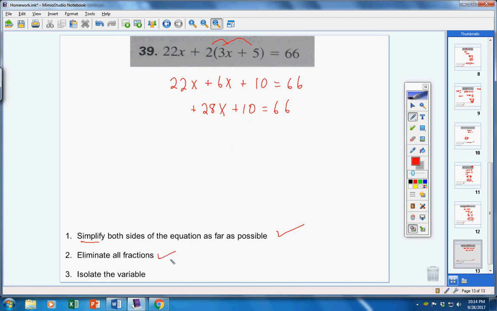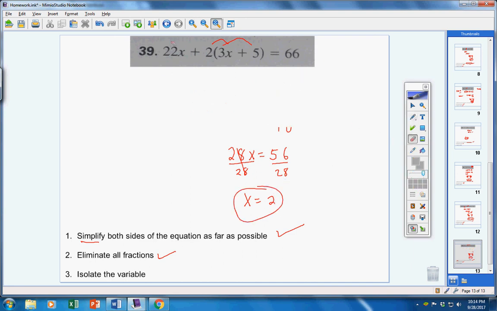Step 2, eliminate fractions. There are none. Step 3, isolate the variable. Save this number for last. Bring your 10 over. Make it a negative 10. 28x equals 56. Okay? Divide both sides by 28. X equals 2. 56 divided by 28 is 2.